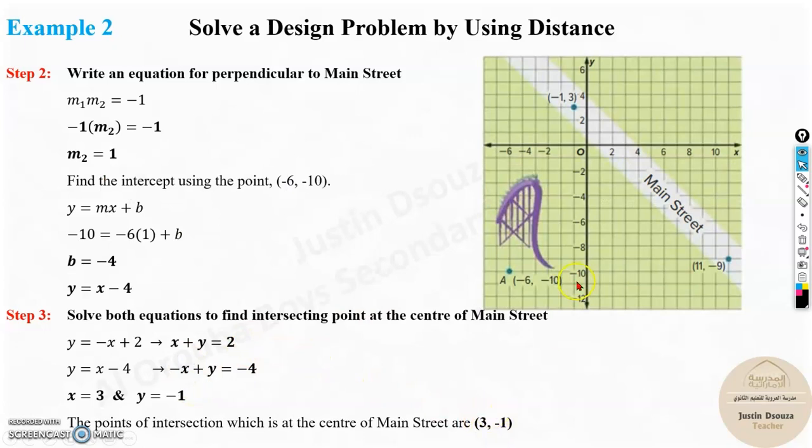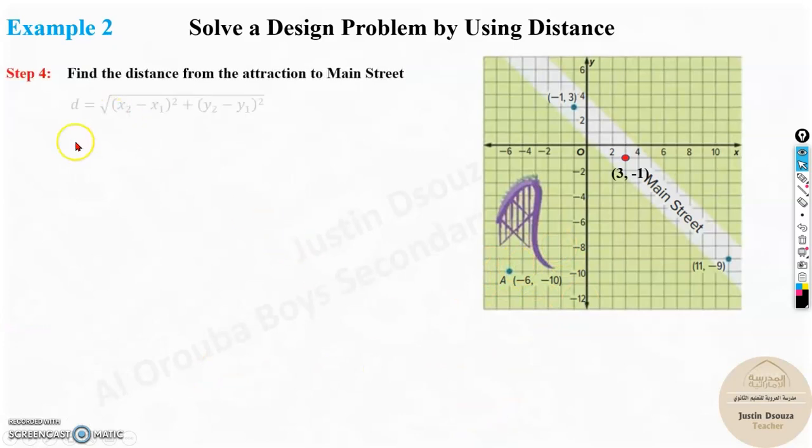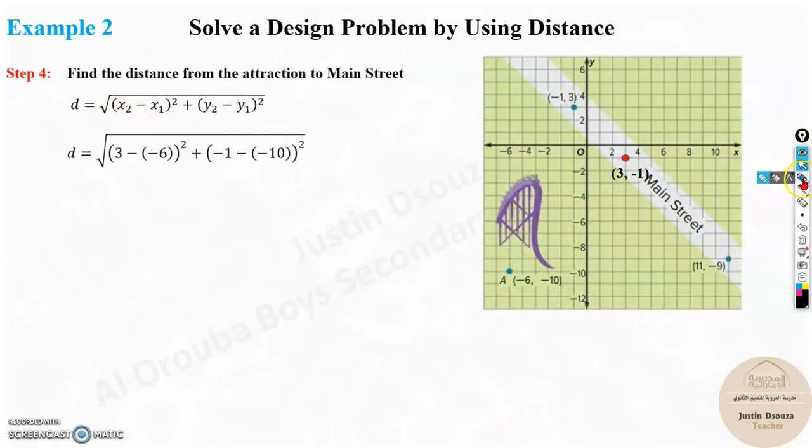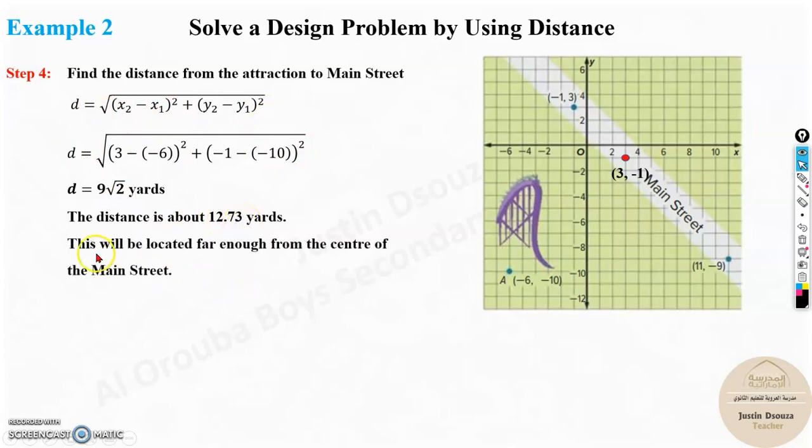Now all you need to do is find the distance between this point A and this one over here. Using x1, y1, x2, y2, put it in the calculator, in the distance formula, and you will get the answer. That is 12.73. Now, very important: is this located far enough? Yes, because it's more than 10. Therefore, yes, it is far enough and it will comply with the regulations.